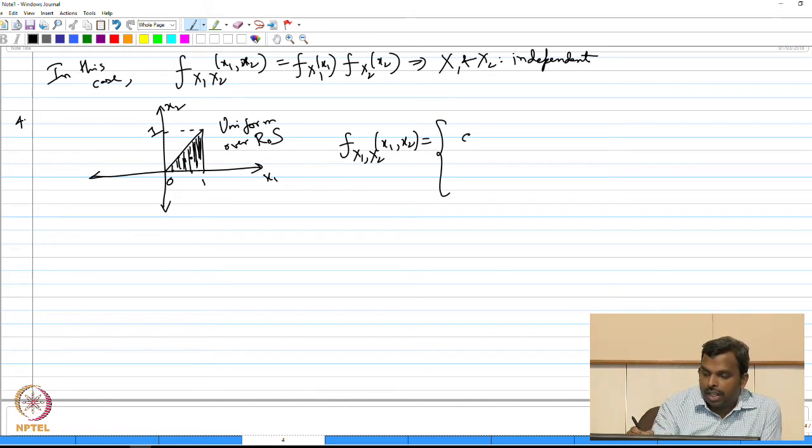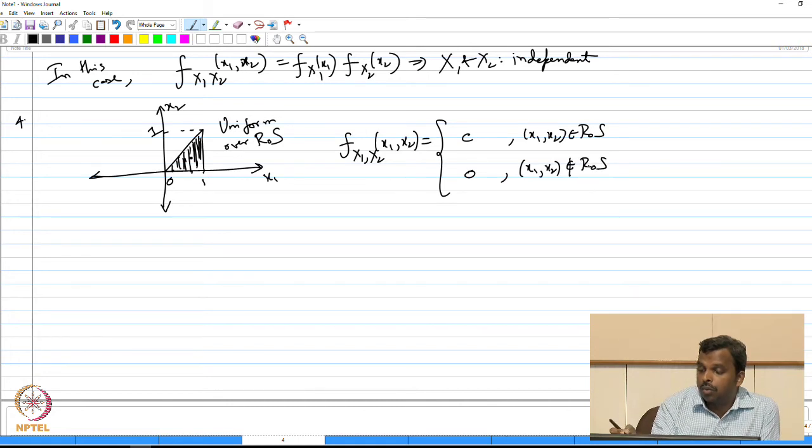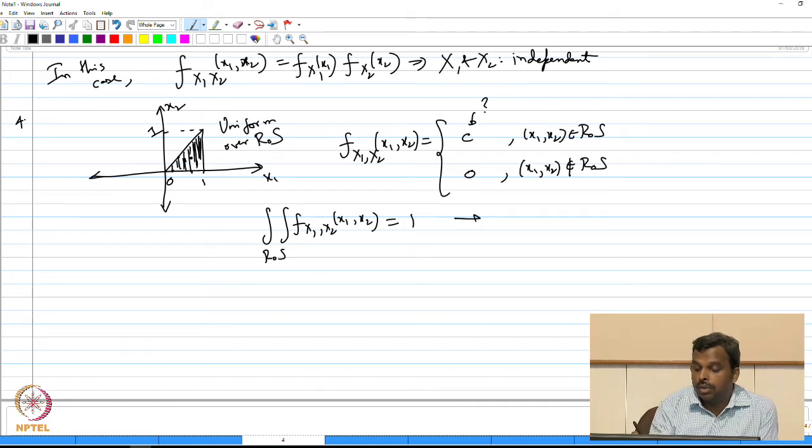So it will take some value for x1, x2 in the region of support, and 0 for x1, x2 outside of the region of support. This I know. Now what should be this constant? How do you determine this constant? You have to integrate over the region of support, this guy, and equate it to 1. So this will determine C.